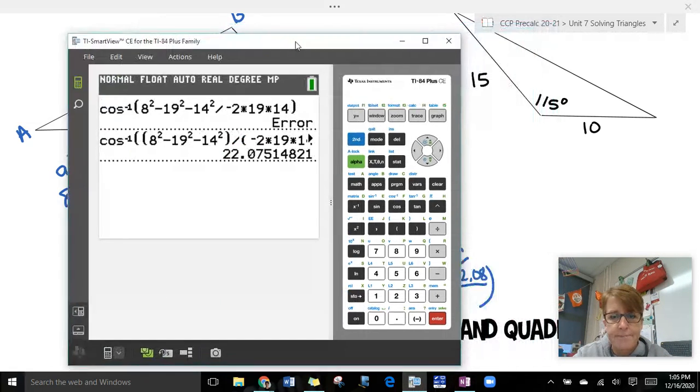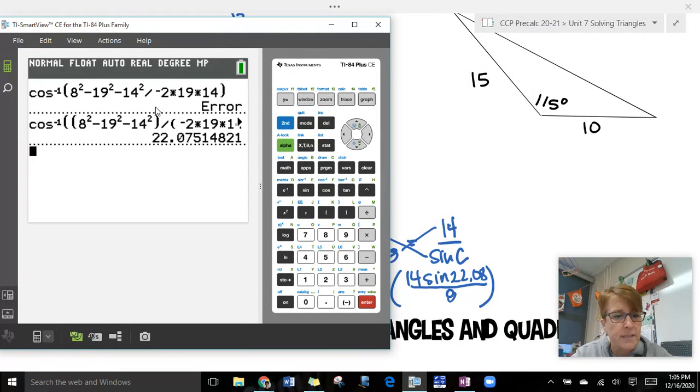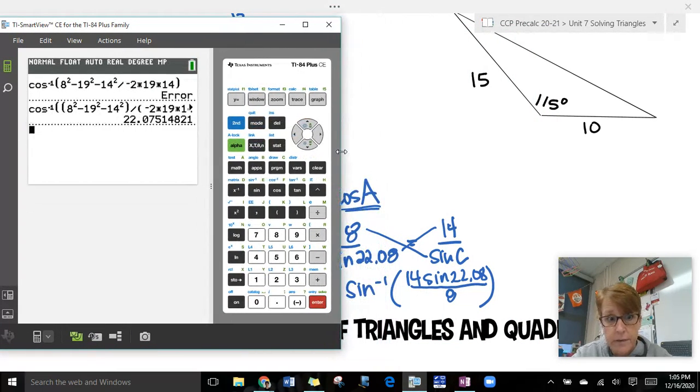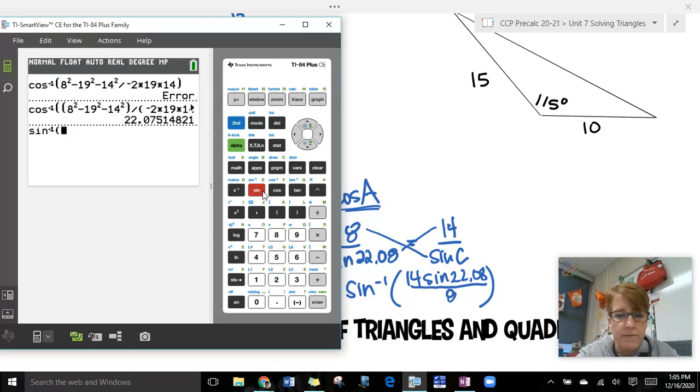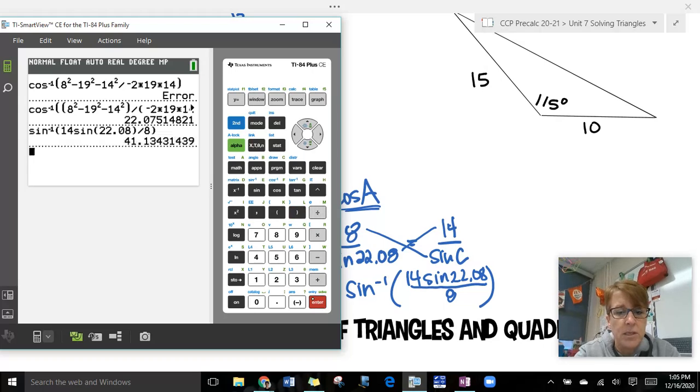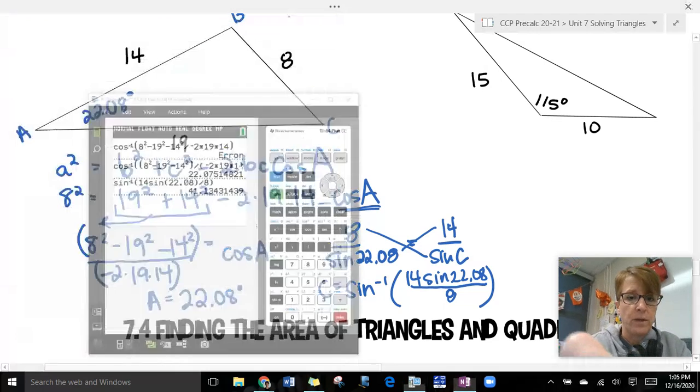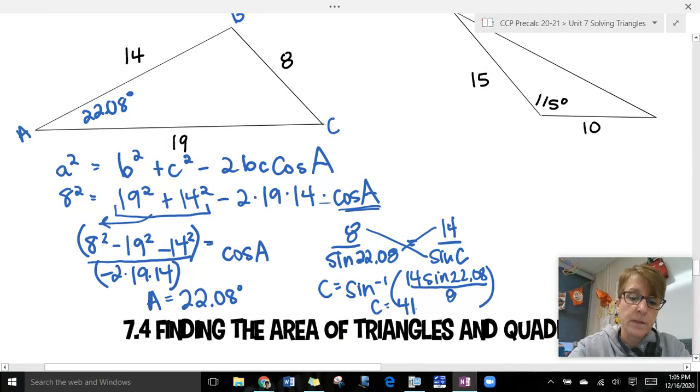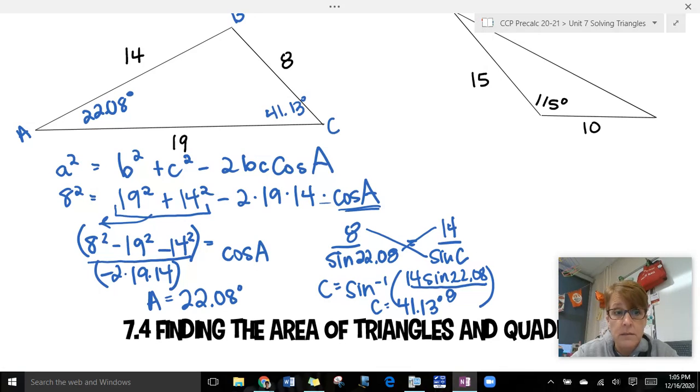So I'm going to pull my calculator up, see if I can scooch it out of the way. Okay, so I was doing an inverse sine, which is covered up, but it's there. Inverse sine, 14 sine 22.08, close parentheses, divide by 8, and it looks like angle C is 41.13. Okay, so angle C, 41.13. Does this angle make sense? Does it seem reasonable? We already knew angle C was going to be our middle angle. It should be bigger than angle A, and it is. Okay? And then we still have one more angle to find.